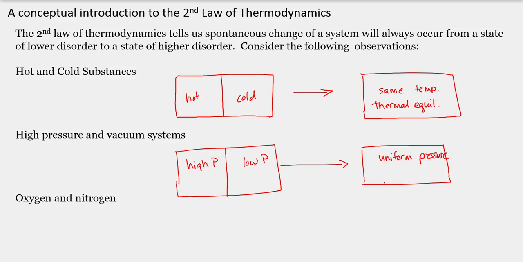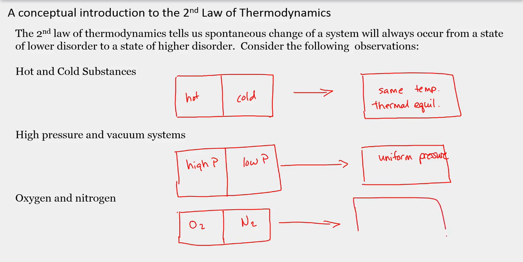And that's mechanical equilibrium. And then in this last system, we could consider a box where we have oxygen on one side, again separated by a wall from nitrogen. And if we remove that wall, we know that the gases will mix, and I'll have a uniform mixture of gases.